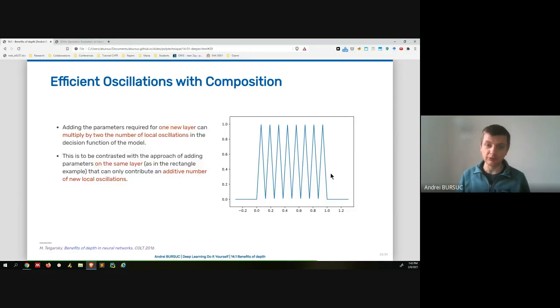So the takeaway message here is that adding the parameters required for one new layer can multiply by 2 the number of local oscillations in the decision function of the model. We contrast this with the approach of adding parameters on the same layer, making the layers wider, as we saw in the rectangle example, that can only contribute an additive number of new local oscillations. So what this means is that we're way more efficient by adding new layers than, with the same amount of neurons, by making our layers wider.